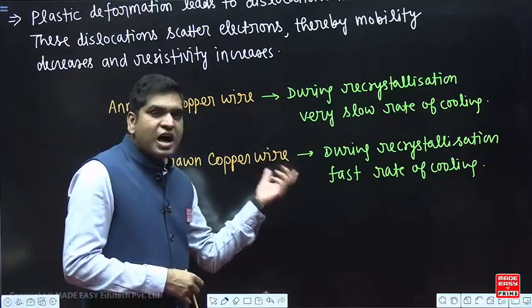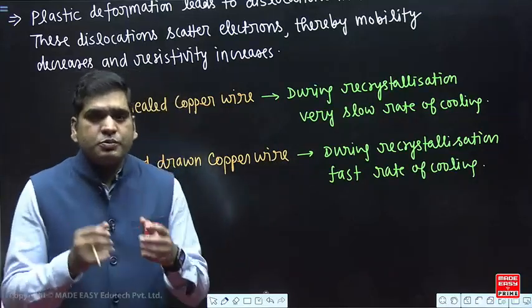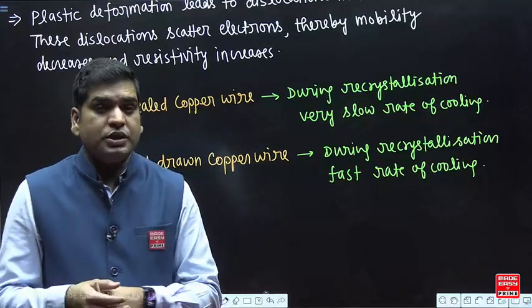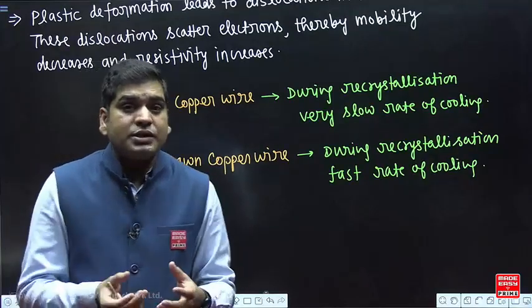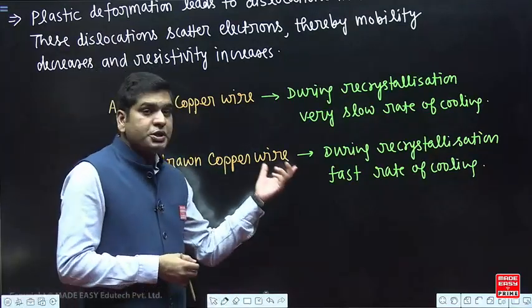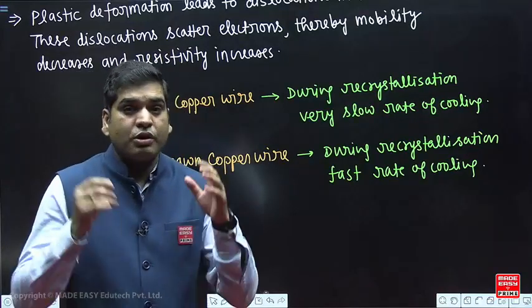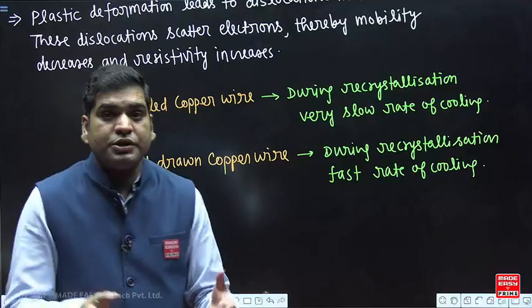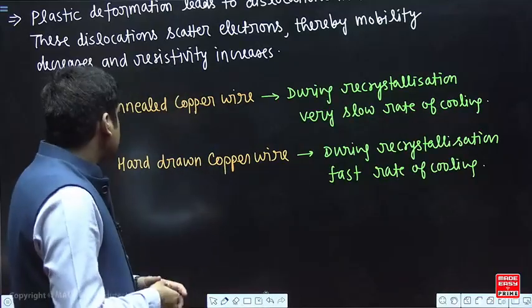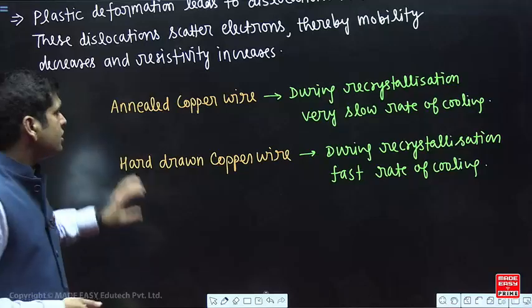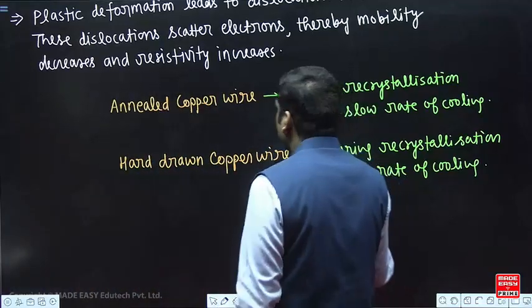But if there is a fast rate of cooling, atoms will not get sufficient time to rearrange themselves properly. So there would be a large amount of defect. These defects will scatter electrons, thereby mobility will come down, conductivity will come down, and resistivity will increase. So hard drawn copper wire will have higher resistivity than annealed copper wire.